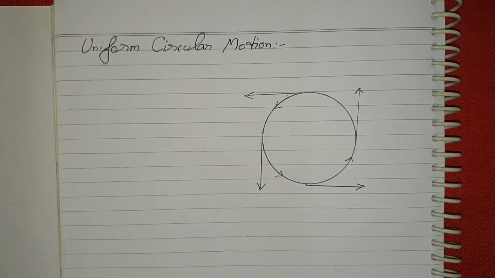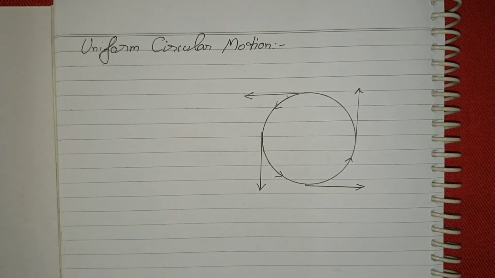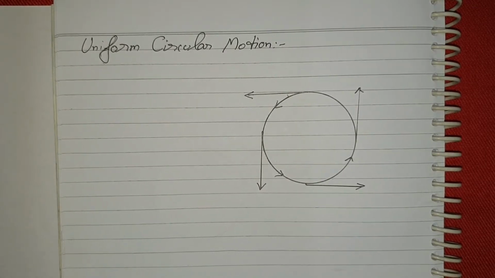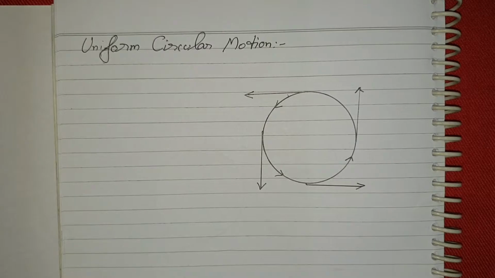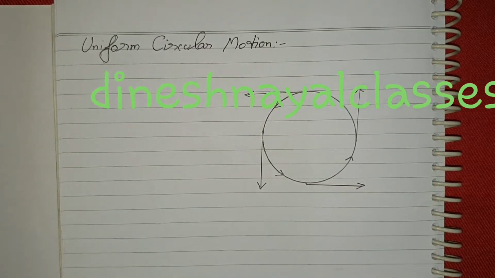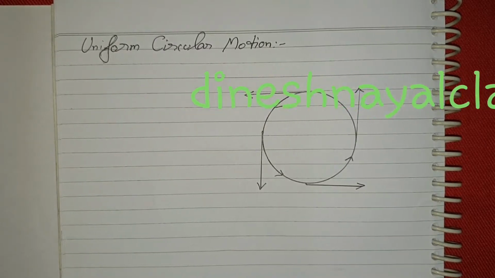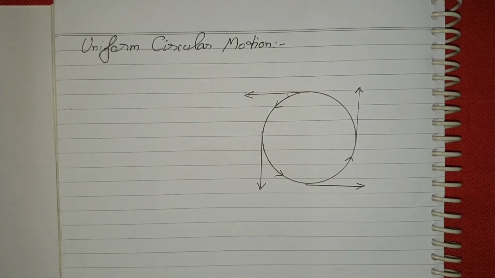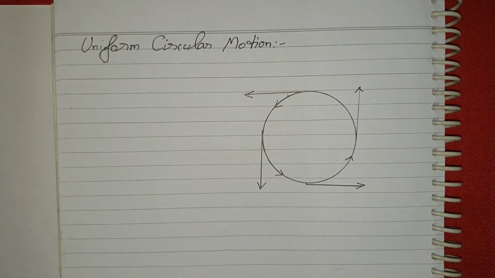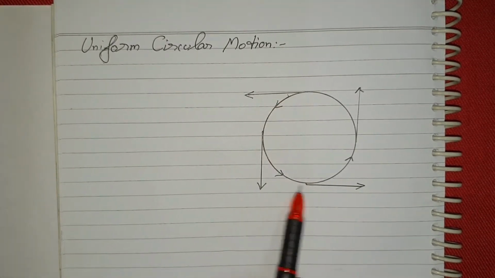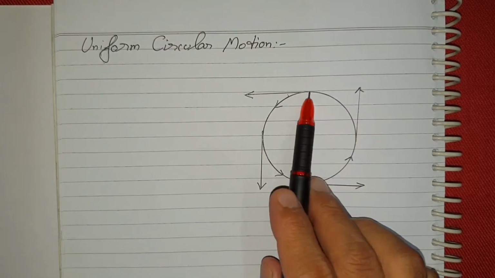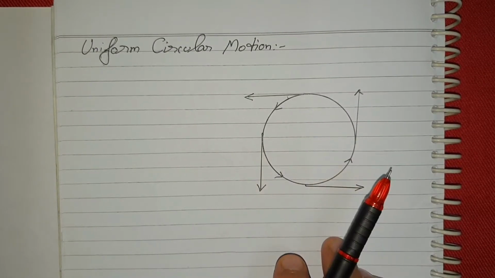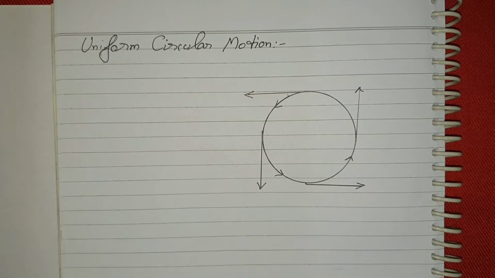Uniform circular motion. Now see, when a point object is moving in a circular path with a constant speed, that is, it is covering equal distances on the circumference of a circle in equal intervals of time, the motion of the object is said to be a uniform circular motion. In uniform circular motion, the velocity of the object at these points is represented by the tangents to the circular path at a given instant.